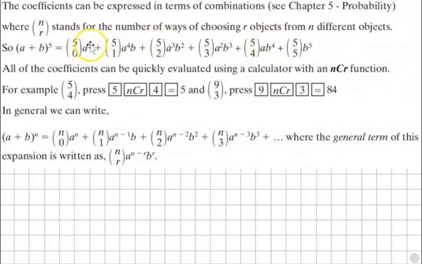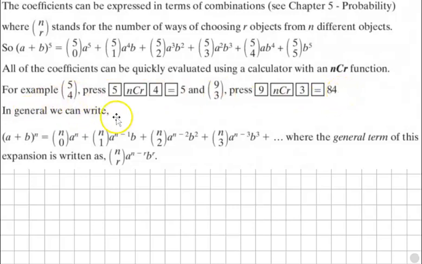So we have 5, and then 4 plus 1 is 5, 3 plus 2 is 5, 2 plus 3 is 5, 1 plus 4 is 5, and 5. All the coefficients can be quickly evaluated using the calculator with the n choose r function. For example, 5 choose 4: you press 5, then the nCr button, 4, equals, and you get 5. For 9 choose 3, press 9, the nCr button, 3, equals, and you get 84.